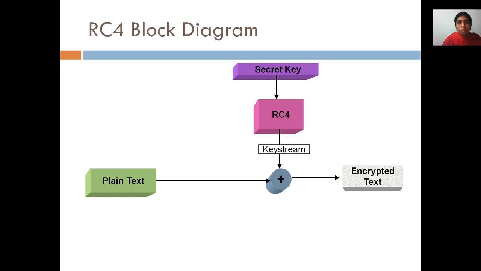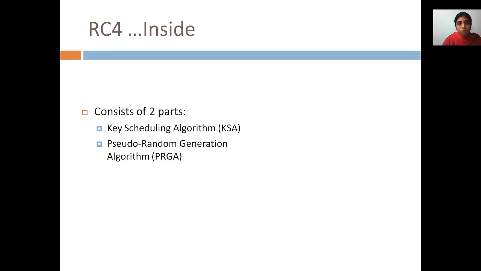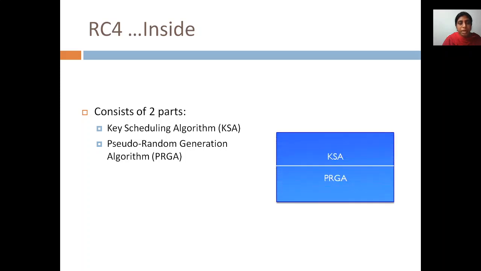Then coming to the block diagram of RC4, we have the secret key which we apply to RC4. We get the key values that we XOR with the plain text, and we get the encrypted ciphertext values. Generally in RC4 we have two parts. One is the KSA and the other is the PRGA. KSA means key scheduling algorithm, and PRGA is the pseudo random generator algorithm.